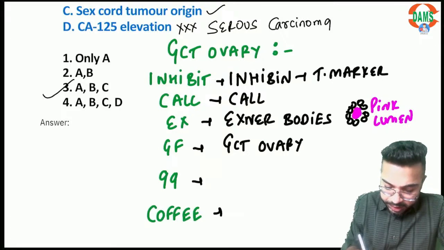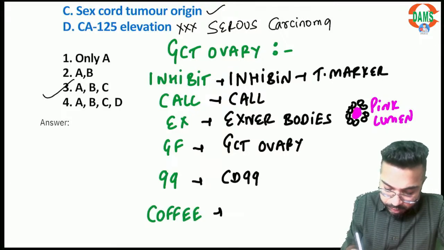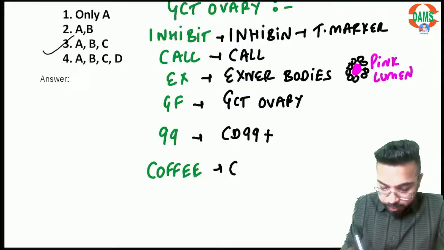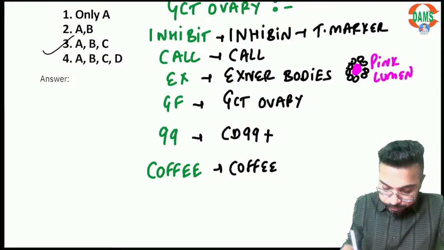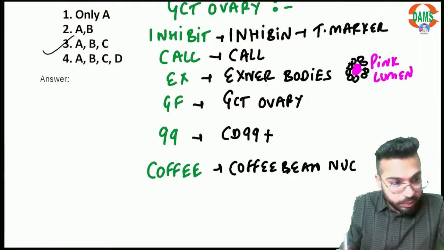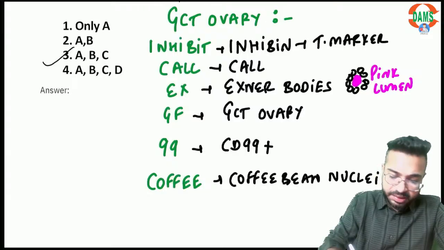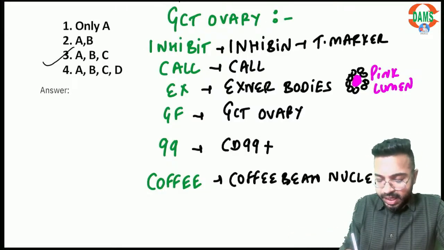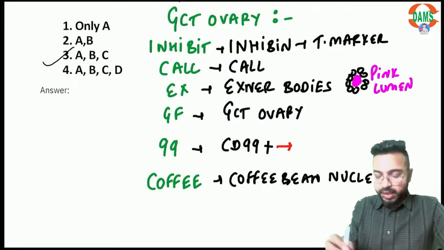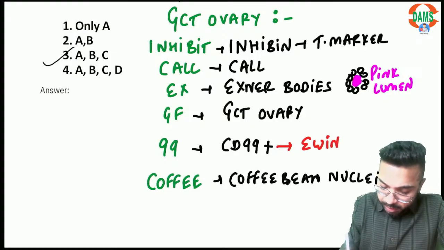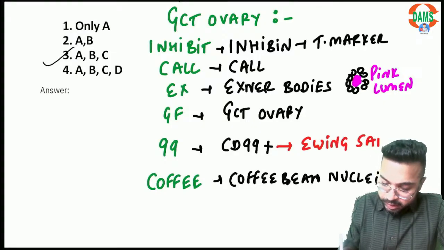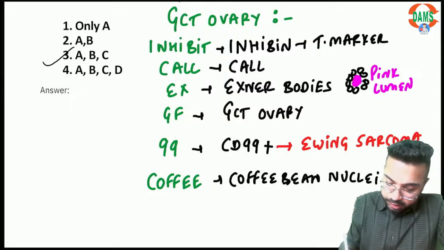99 means it is CD99 positive, and you have coffee bean nuclei seen here. Because we have to bring as many questions as possible for next year: CD99 is also positive in Ewing sarcoma. Remember MIC2, we discussed this. Ewing sarcoma, you also call it MIC2.